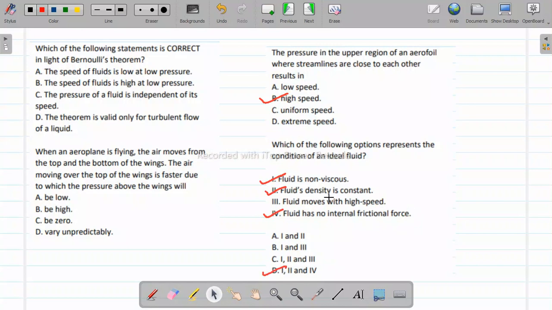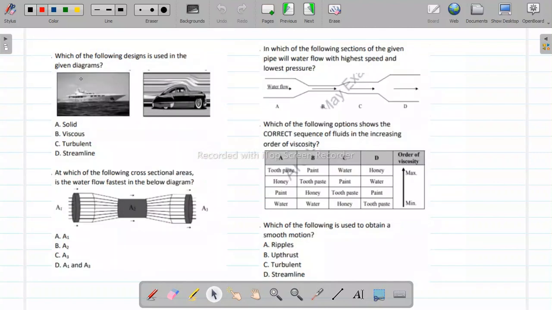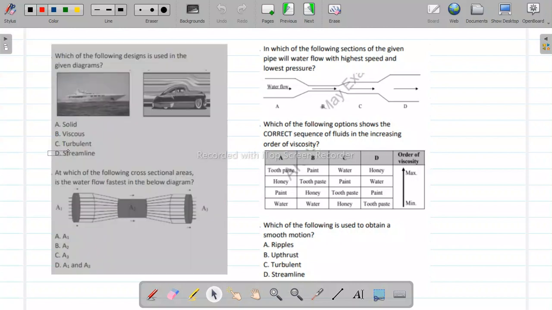यहाँ पर इन्होंने fluid moving with high speed को mention किया है. A fluid moving with high speed leads to the turbulence, right? Turbulent flow आ जाता है वहाँ पर, और हमें पता है कि ideal fluid की तो condition ही streamline motion होना चाहिए. So there is no way this option 3 could be the correct option for ideal fluid. Then which of the following designs is used in the given diagram? It is quite obvious that it is streamline.